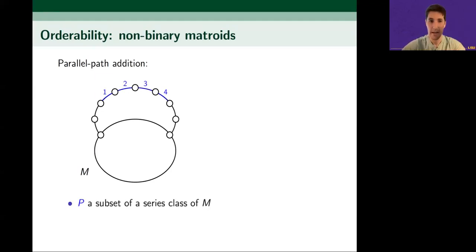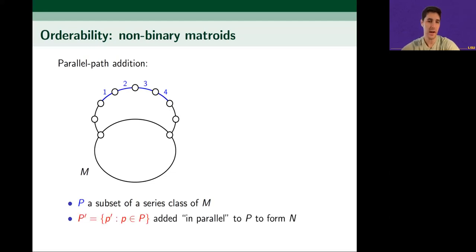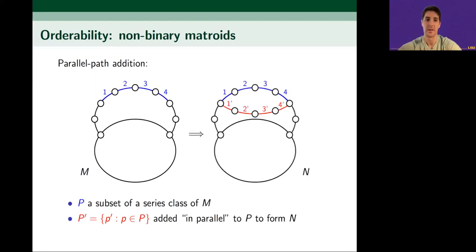So to add a path in parallel, you take a subset of a series class, which I'm going to call P for path, but it's just a subset of a series class. And you make a copy of that set, which is then added in parallel to the existing subset of the series class. And so that looks something like this in the graphic case. This is perfectly well defined, even when the matroid isn't graphic. It just makes for a nice picture, I think.